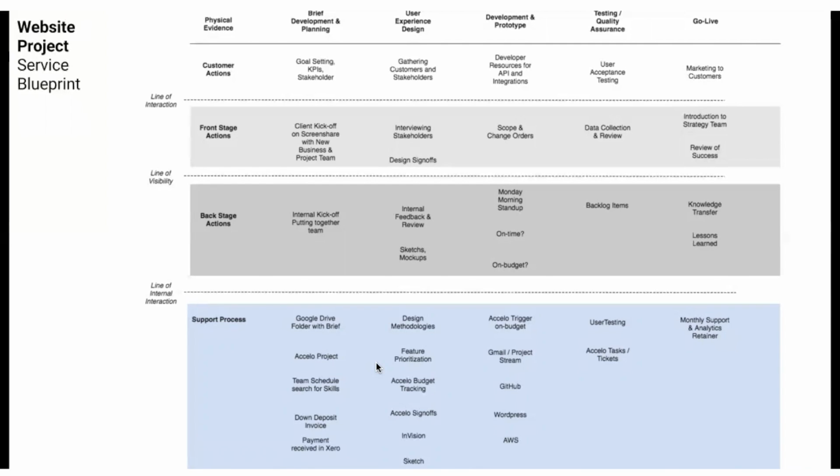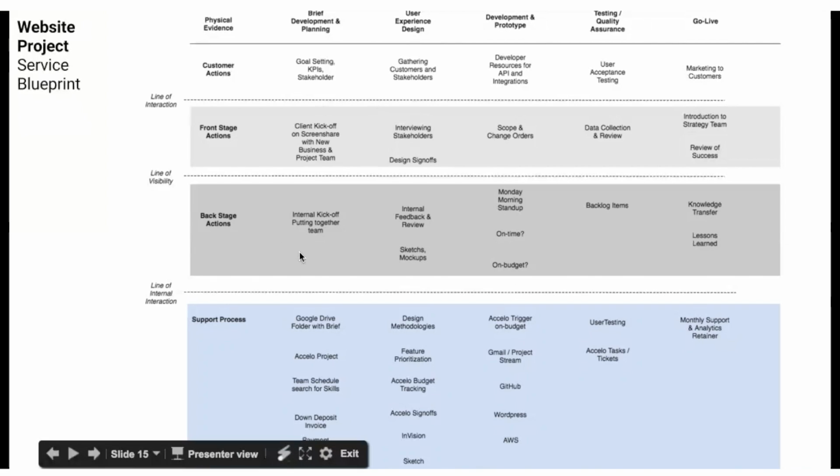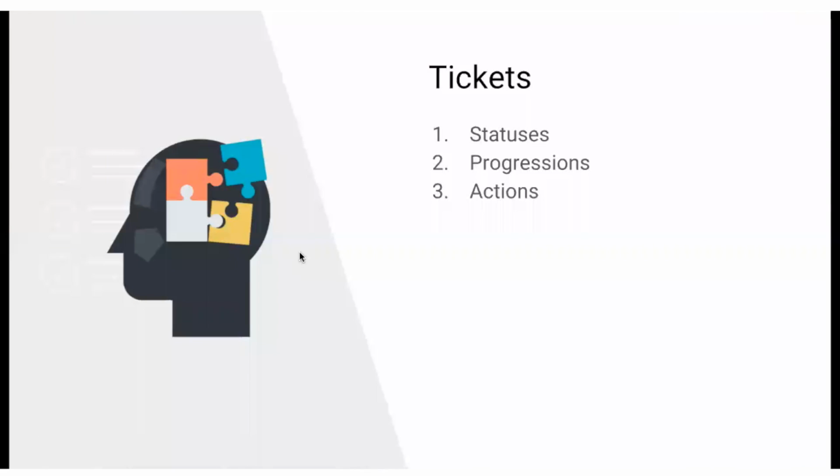And we're going to be using these two examples to go through all of the ways that we have statuses, progressions, and actions within Accelo, and how you can build a process within Accelo that maps onto something that you've created, a pen and paper, or like I said, with the software.